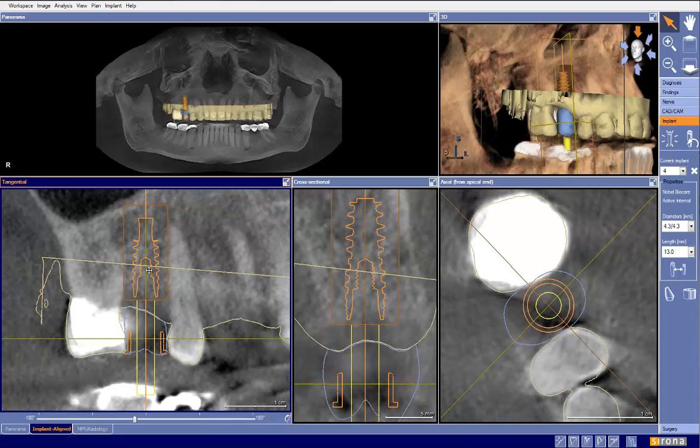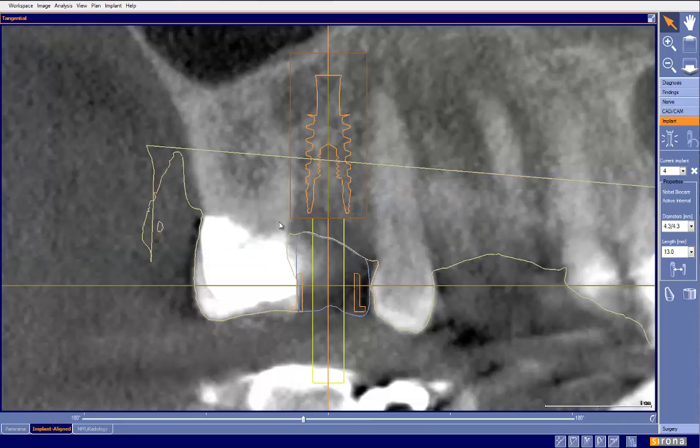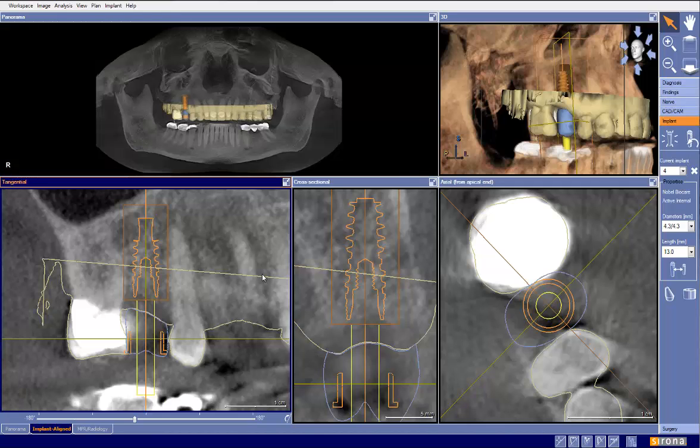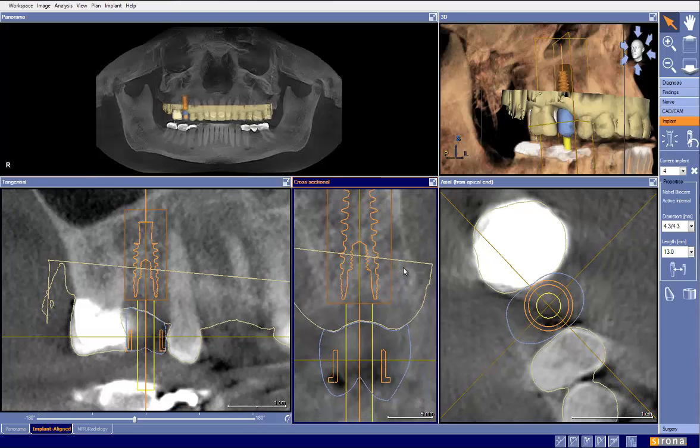So again, the reason I move that versus tilting that is because if we take a look right here, we can see that our space between the root and the implant is much tighter on the distal than it is the mesial. So tilting is not going to correct it as much. So instead, I'd rather just move the entire implant a little bit and maybe tilt it just a bit to get it a little bit more centered. And again, there we go.